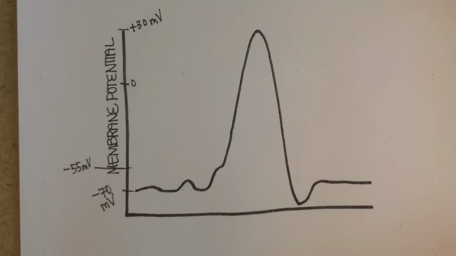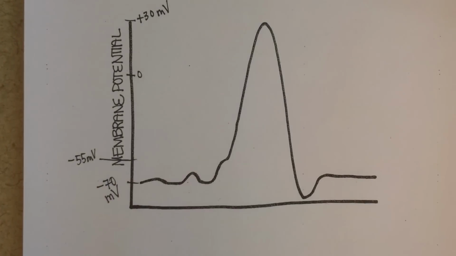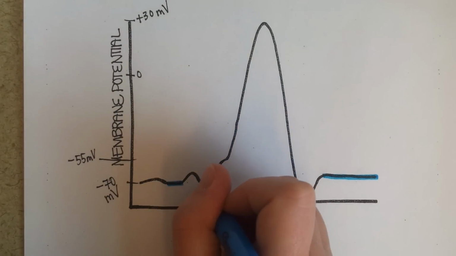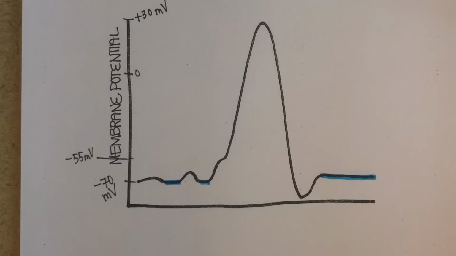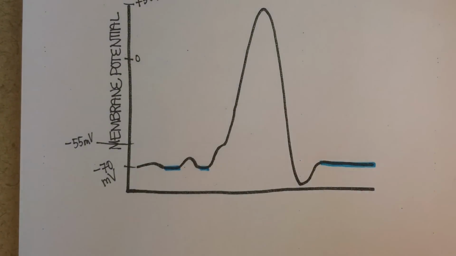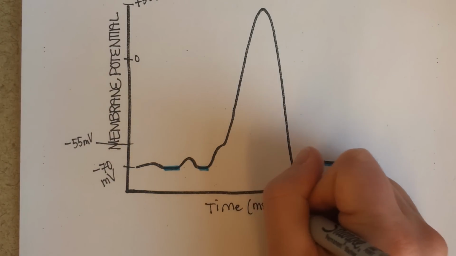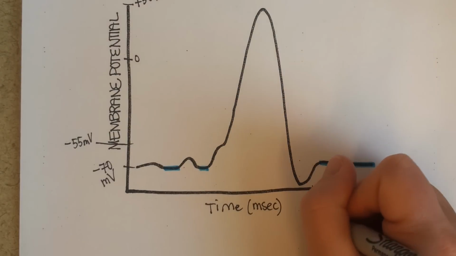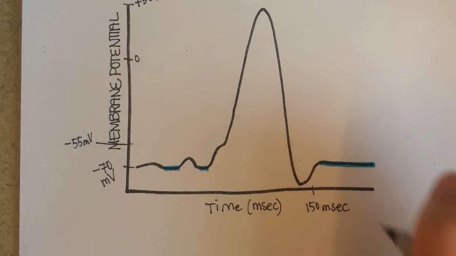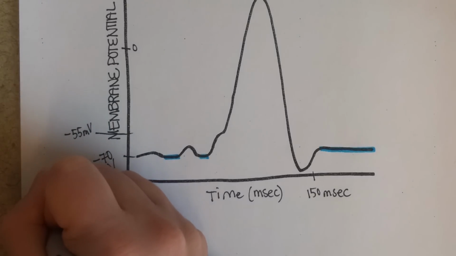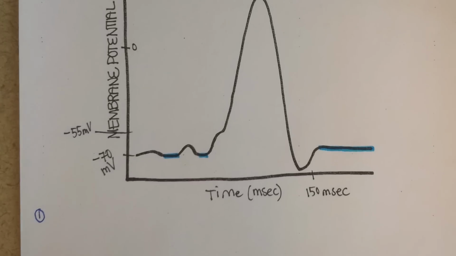Okay, let's go ahead and look at the first part, the resting membrane potential. Right about here at minus 70, I'm using blue for that. Oh, I forgot to put time. Sorry. Time in milliseconds. Usually an action potential takes about 150 milliseconds. Okay, now back to your blue pen for part 1. We're going to have a total of 5 different steps.